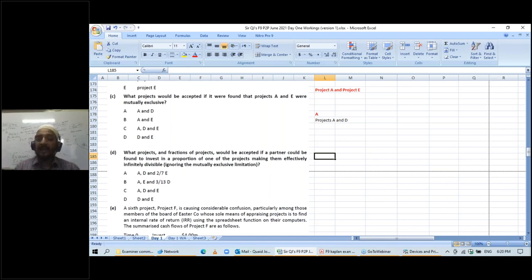So what happens in that case is that you can follow the ranking, and they say that ignoring that projects A and E are mutually exclusive. So in this case, projects A and E are not mutually exclusive. So what happens is that if the projects are infinitely divisible, then you can use all of your funds.